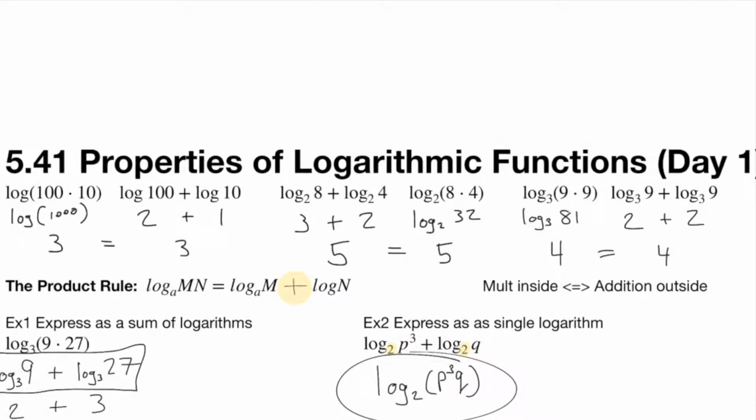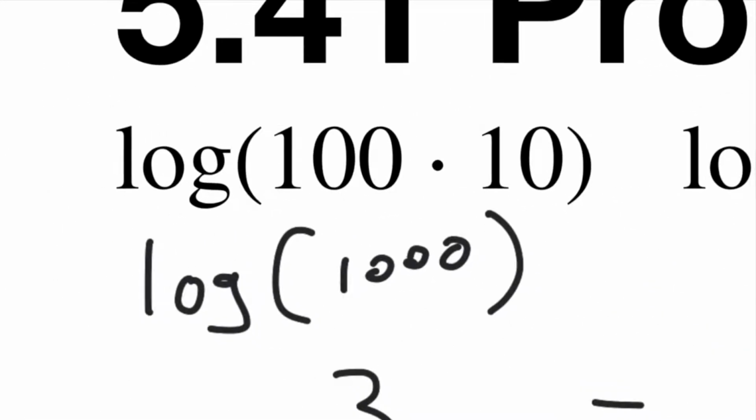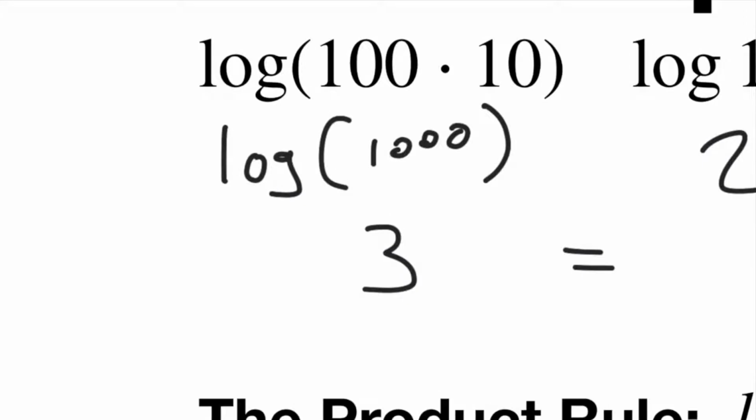Welcome everybody to section 5.4, day 1 of properties of logarithmic functions. I'm going to start off with the log of 100 times 10. I don't have to tell you that 100 times 10 is 1,000. And if 1,000 is the power and 10 is the base, you would need an exponent of 3 to get from 10 to 1,000. So log of 1,000 is 3.